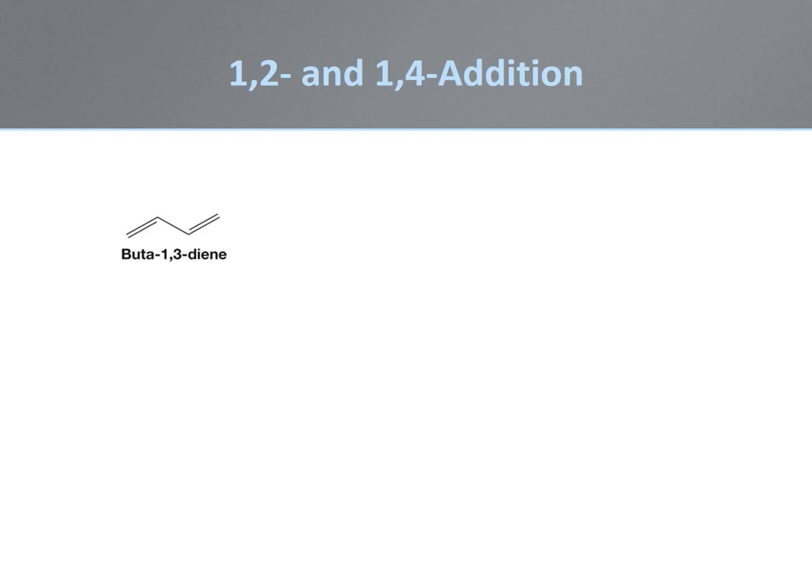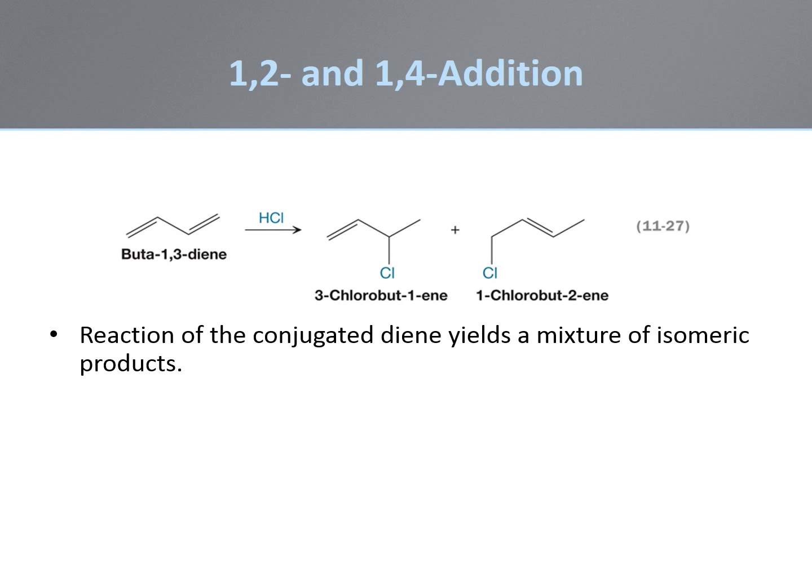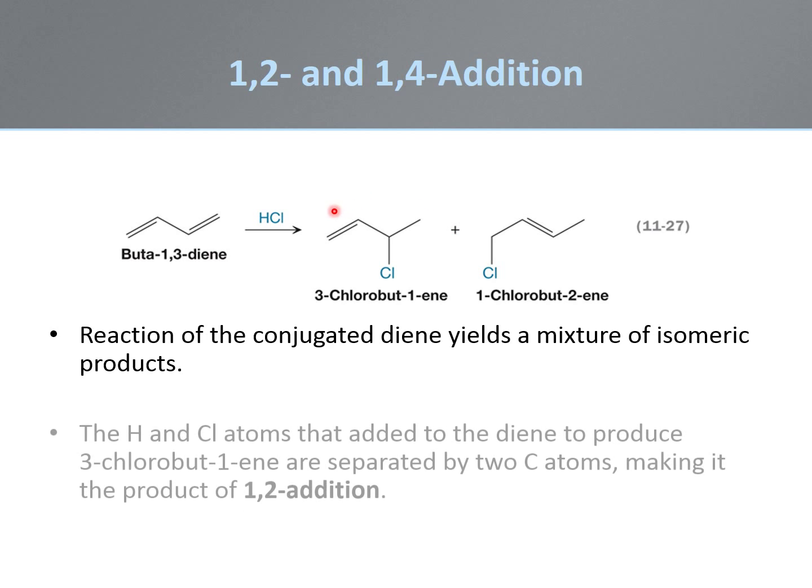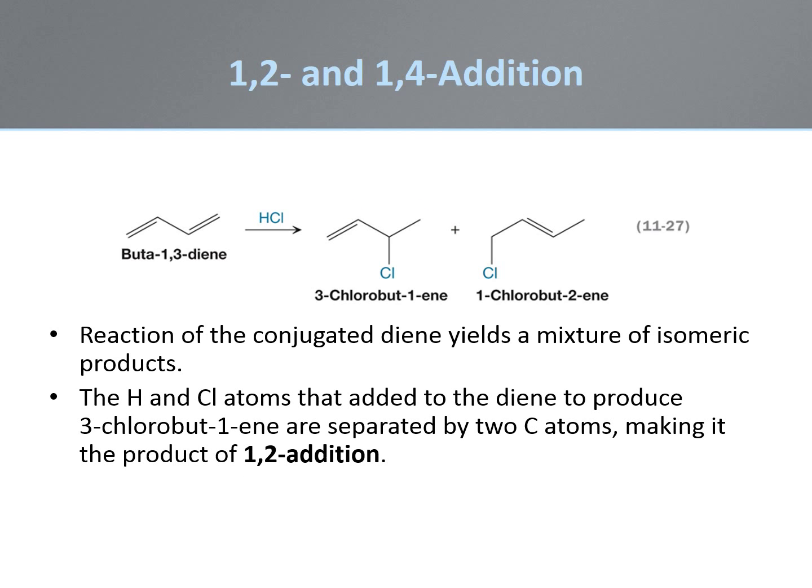Conjugated dienes, such as 1,3-butadiene, also undergo electrophilic addition reactions. The addition frequently leads to a mixture of two isomers. The product with the new hydrogen and the chloride on adjacent carbon atoms is referred to as the 1,2 addition product. This product is what would be expected if the hydrogen chloride added across one of the two pi bonds.